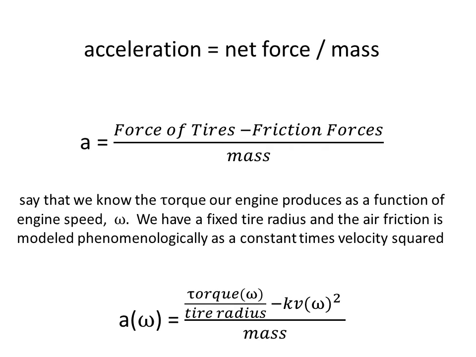And the engine is going to have a characteristic curve called the torque curve that gives us the torque for any particular engine speed, omega. So the force of the tires is going to be this torque divided by the tire radius, and then the friction forces are going to be mostly air friction, so that's going to be some constant that you could look up online for your car, multiplied by the velocity squared.